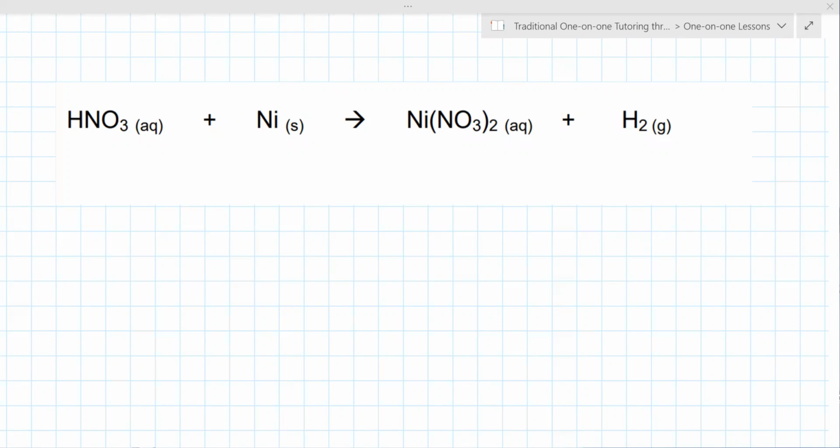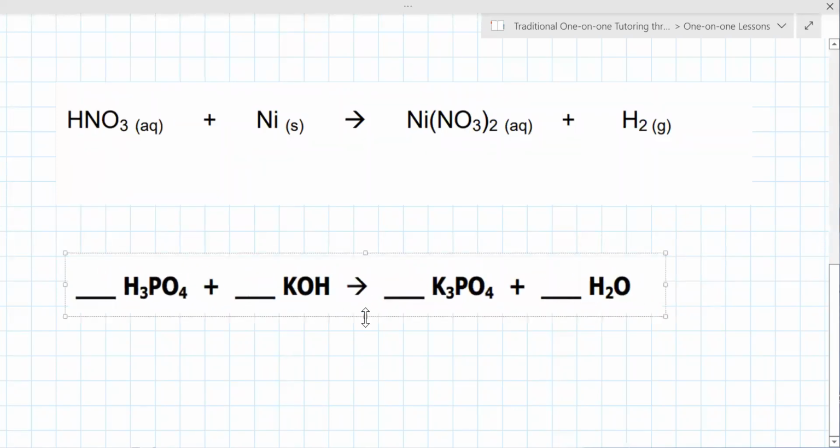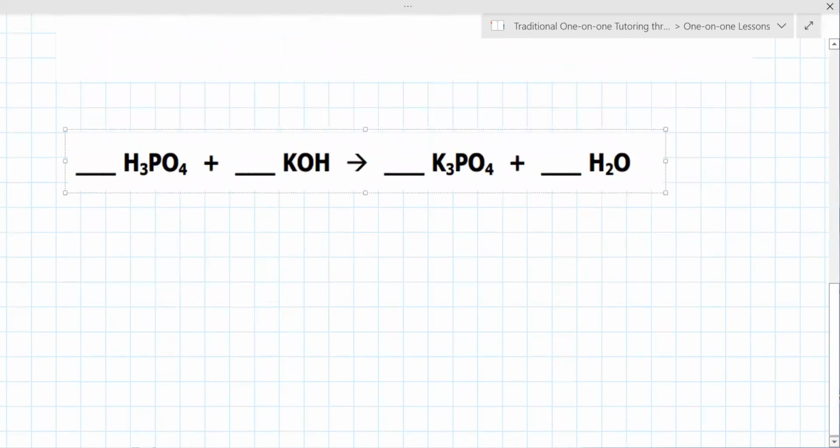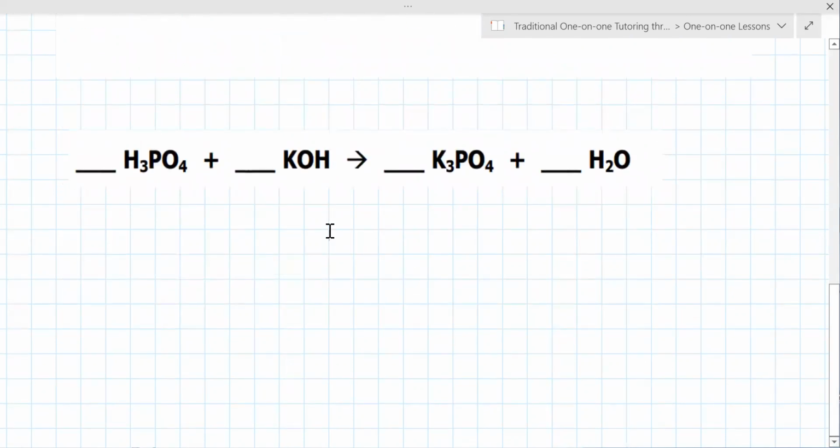These aren't net ionics, so I hope that doesn't matter. They're complicated though. This is an example of the kind of thing that is pretty tough for students to balance. Would this be okay to work on? Yeah, we can try that.